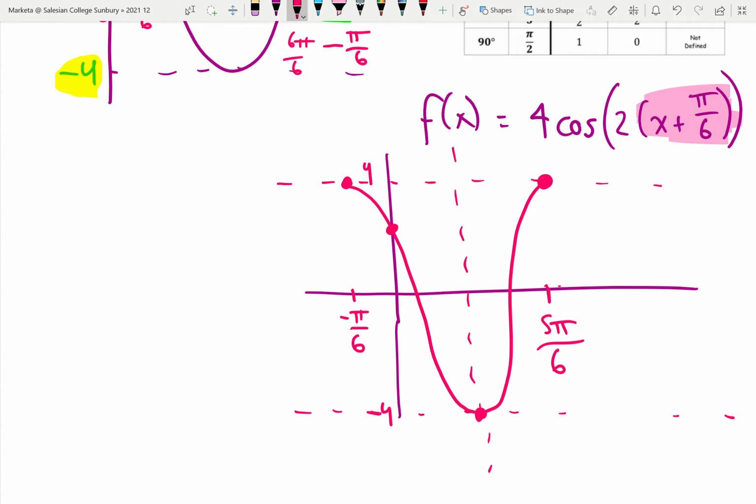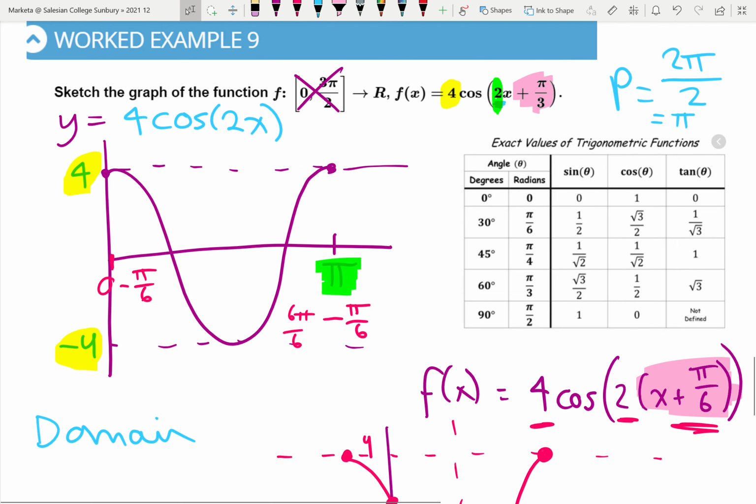So let's see. We've considered the period, we've considered the amplitude, and we've considered the horizontal shift. So now let's go about finding the x-intercepts and applying the domain. I might worry about the domain now. So the domain is from, I better double check that, 0 to 3 pi on 2.